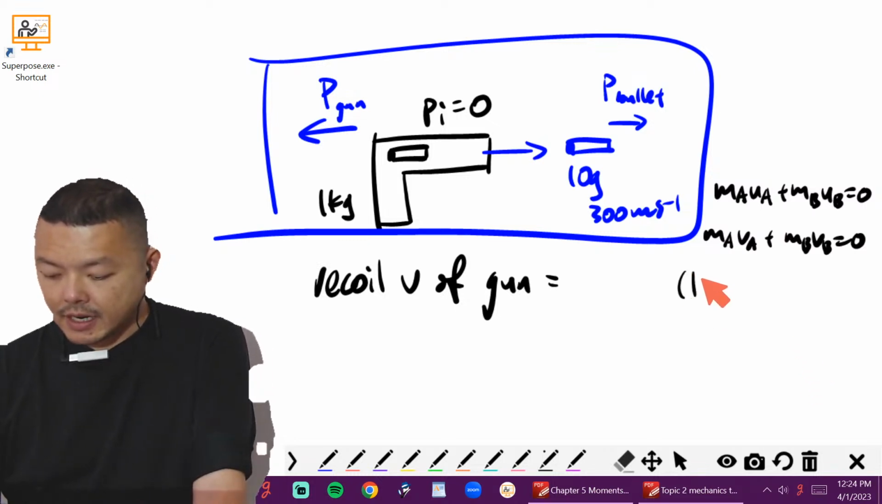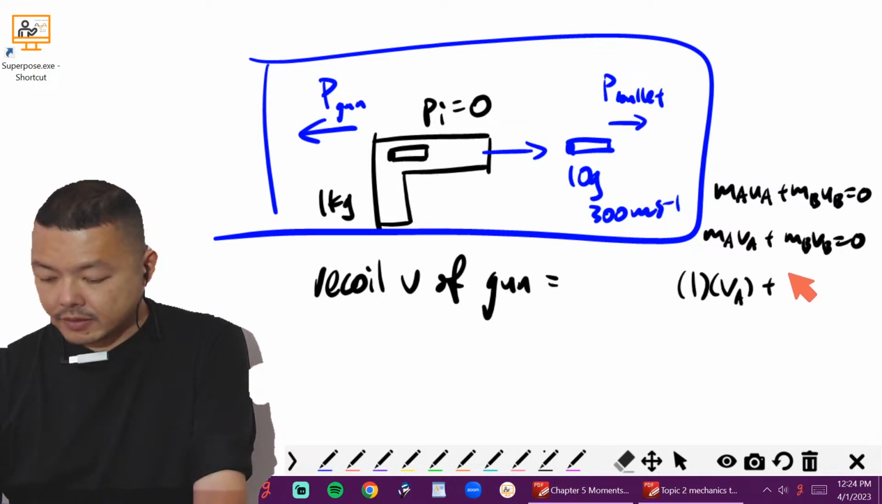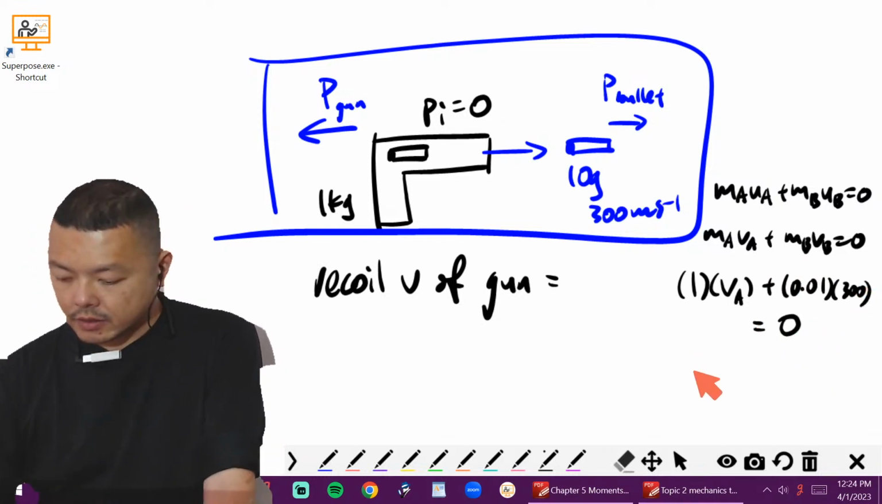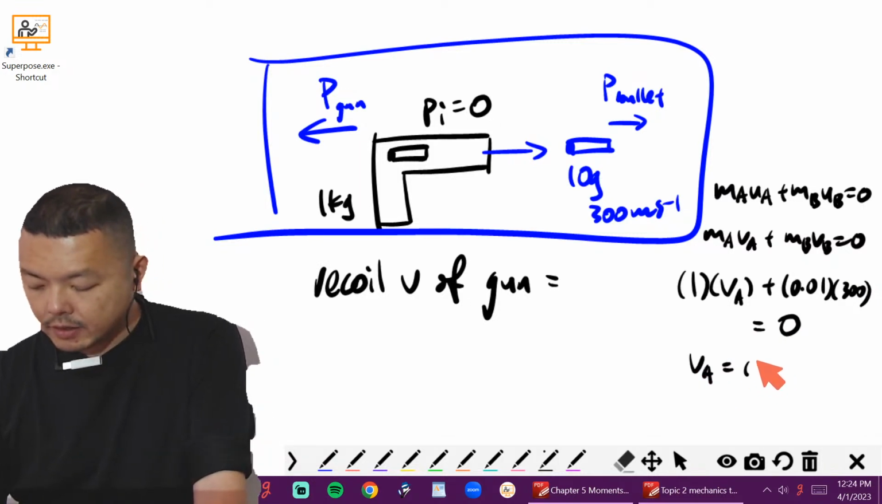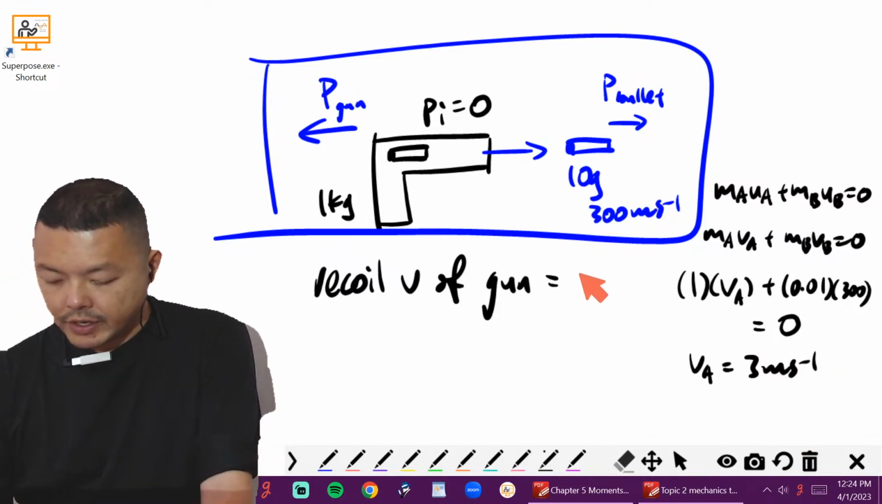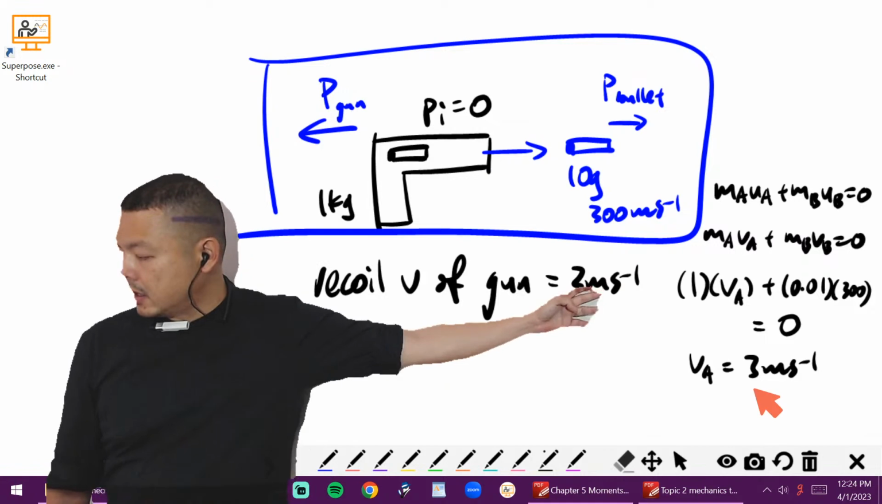Right? Mass of the gun is 1 kg. VA is the one that we're trying to find. Plus mass of the bullet is 0.01 times its speed of 300, and this is equals to 0, right? And therefore you can get VA to be 3 meters per second. So the recoil velocity of the gun is 3 meters per second.